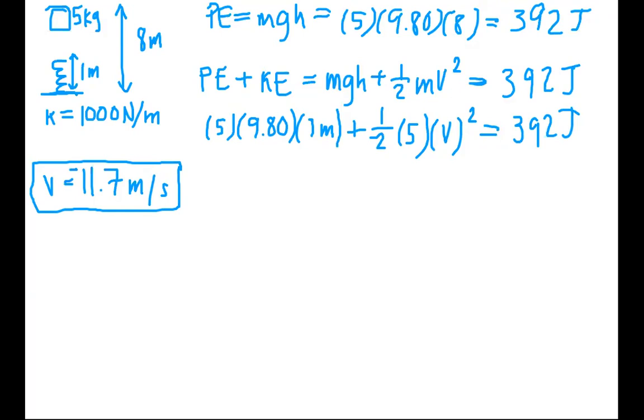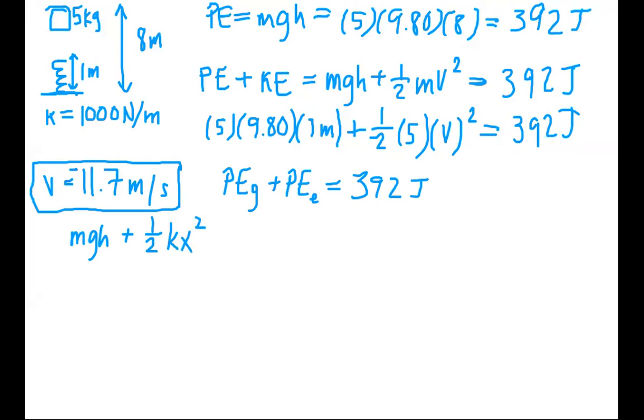Okay, so if we are going off the fact that we have spring potential energy and we have regular gravitational potential energy, but no kinetic, then we can say that PE gravitational plus PE elastic is equal to, again, 392 joules, because energy is not created or destroyed, so it must be equal to the total energy. So that gives us mgh plus 1/2 kx squared, which is our equation for elastic potential energy, is equal to 392.